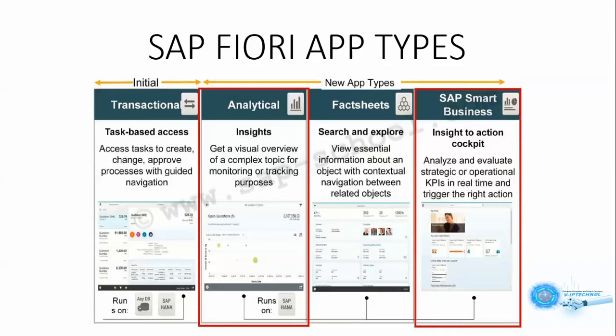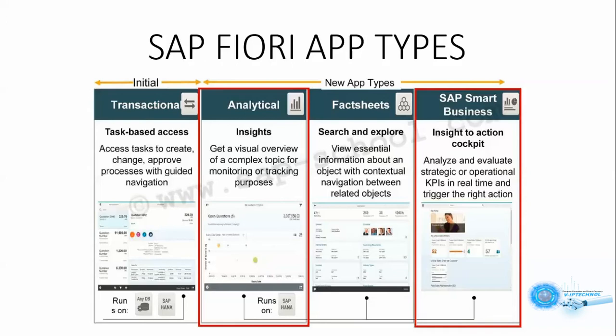Then we have the analytical apps, which are mainly for insights. Let's say we get a visual overview of a complex topic for monitoring or tracking purposes. Then we have the fact sheets, which are mainly for search and explore. The main motive is to view the essential information about an object with contextual navigation between the related objects. Then we have SAP Smart Business.